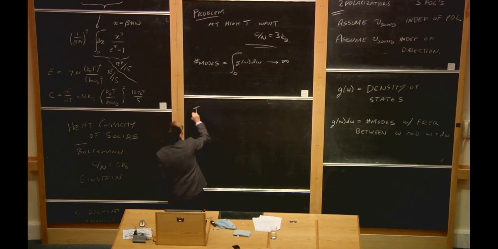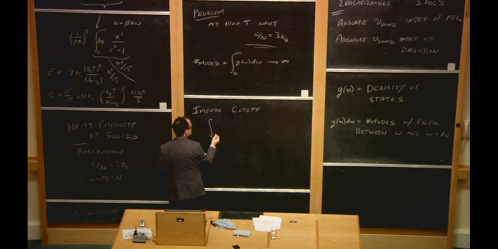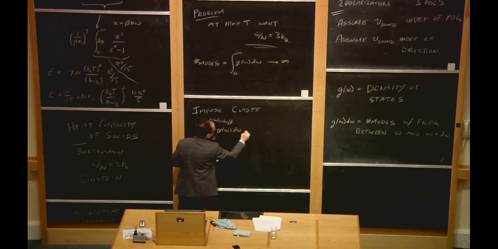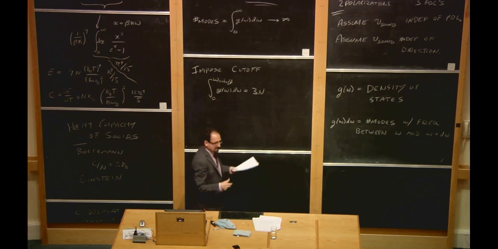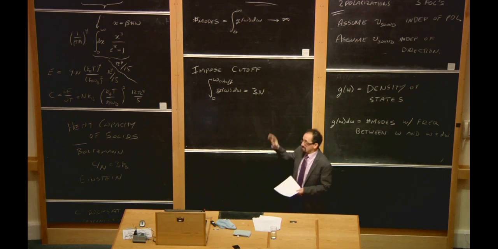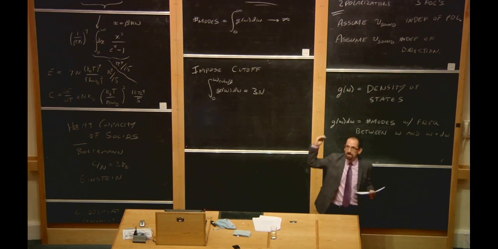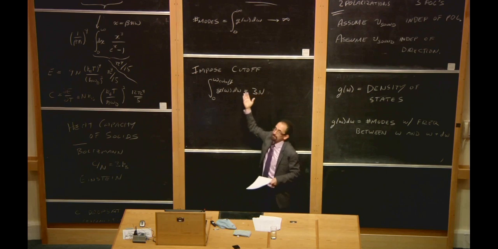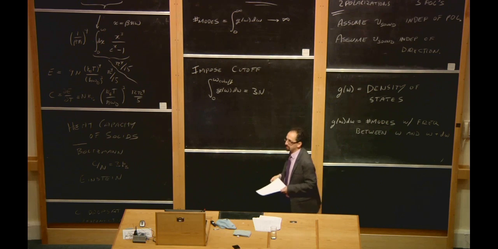So how did he do that? Impose a cutoff. So what he's going to do is declare some frequency cutoff, omega cutoff, on the integral of g of omega d omega, such that there are exactly 3N modes in the box. Now this is an ad hoc solution, and it's kind of a little weird. What he's saying is we have all these wave modes in a box, and when you get to some frequency known as the cutoff frequency, above that there are no more wave modes left. You have no sound modes above this frequency anymore.